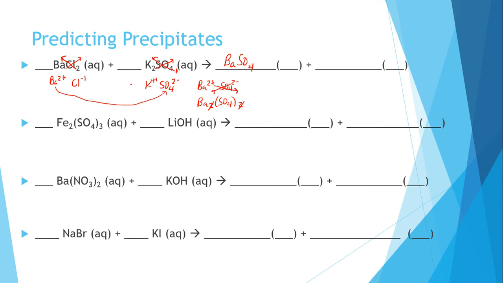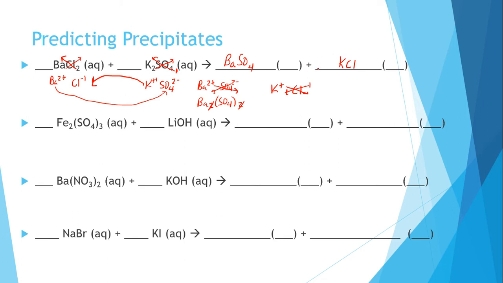The other product has to be the positive with my negative. So my positive is always first, negative second, and I can cross my charges. So my next one is going to be KCl. Now you're going to see these blanks in the beginning, and that's just for balancing reactions. We'll worry about that on tomorrow's lesson.